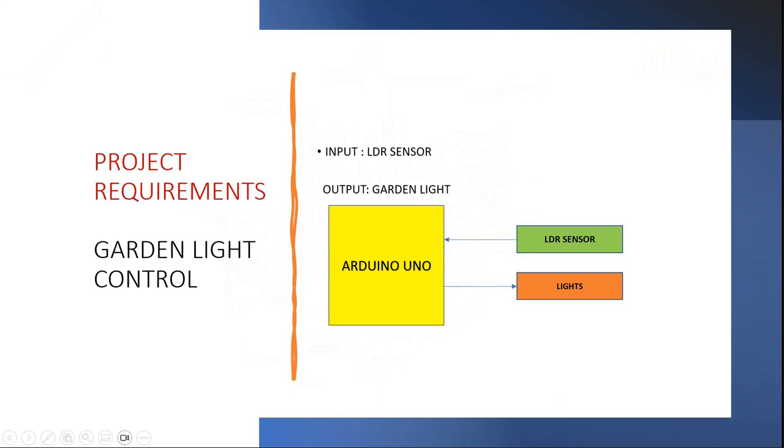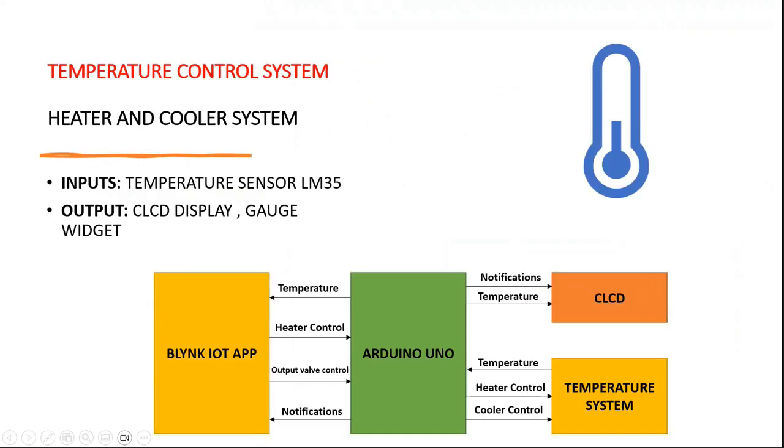Now let's see the project requirements for guardian light control. Input: LDR sensor. Output: guardian light. Here the LDR sensor is acting as input, so it is giving to the Arduino Uno. Arduino Uno in return gives the output to the lights.